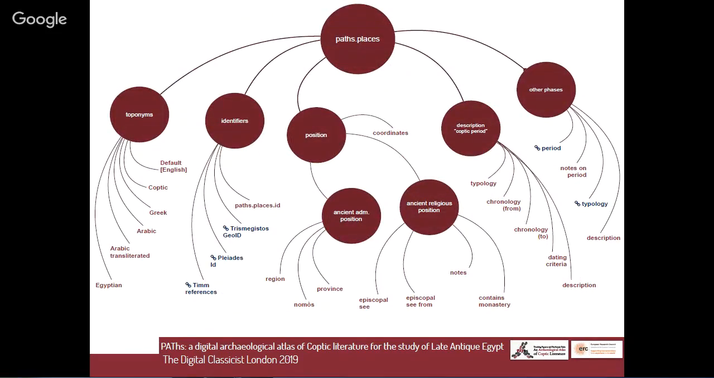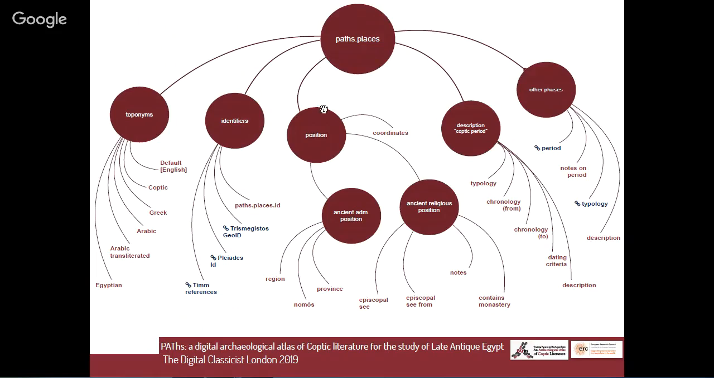More or less, this is the schema of our description of places. We do provide, of course, toponyms in different languages: Egyptian, Arabic, in transliteration and in original form, Greek, Coptic, and we have a default, well-known label for these places, which is in plain English. We do provide our own identifier, but also Trismegistos, Pleiades, and other references. This is important in order to have links to other databases, also to get the data in an automated manner.